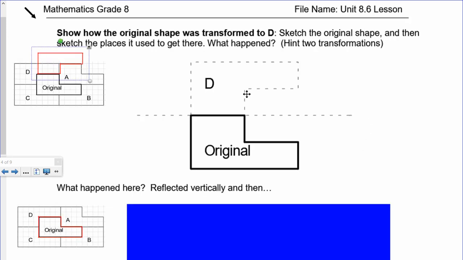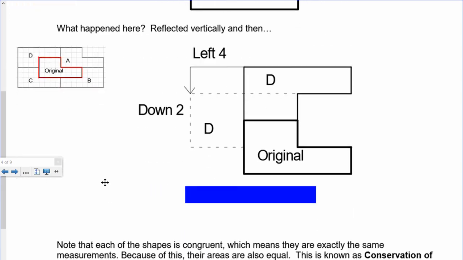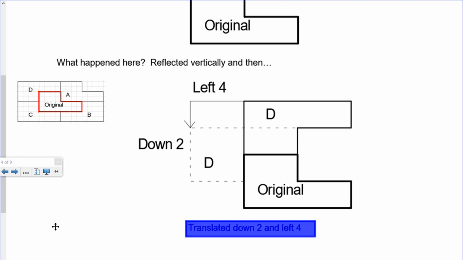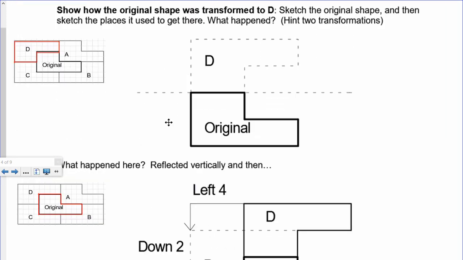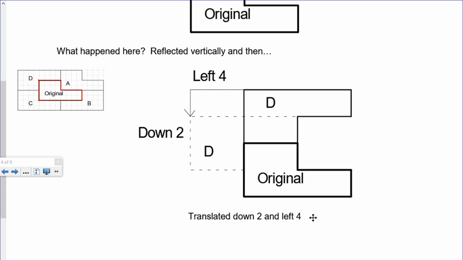Now, once I've got to here, now I've got to move it so that it gets to here. Now this is a translation. So I'm sitting like this. I've got to go 1, 2, 3, 4, 1, 2. So it's going to go over 4 and down 2. Now, here's my notes down here. I'll talk about that in a moment, but here's my reflection instructions. Translated down 2 and left 4. So this particular shape D has two parts. It has to do a vertical reflection across the reflection line. Then translate down 2 and left 4. Now these could be in either order because it gets to the same place.